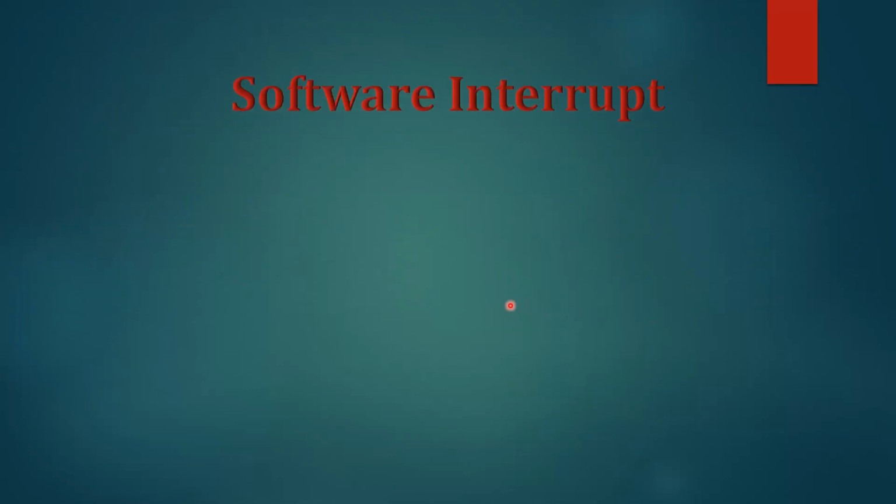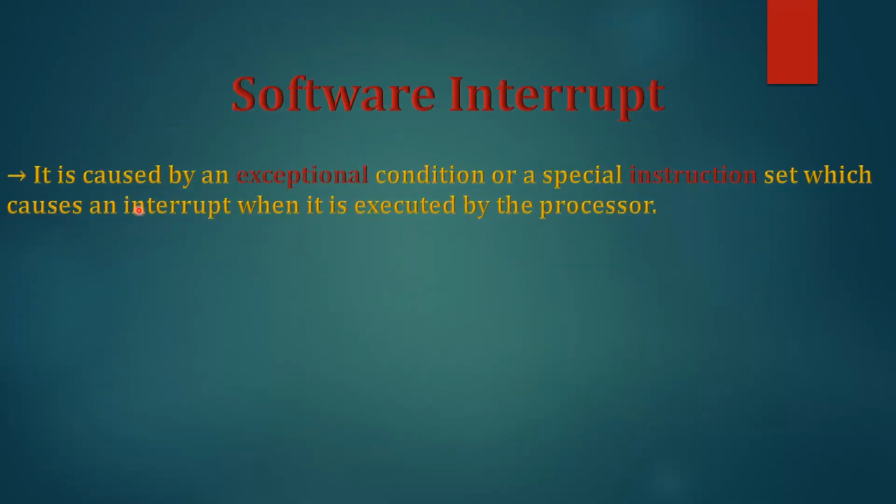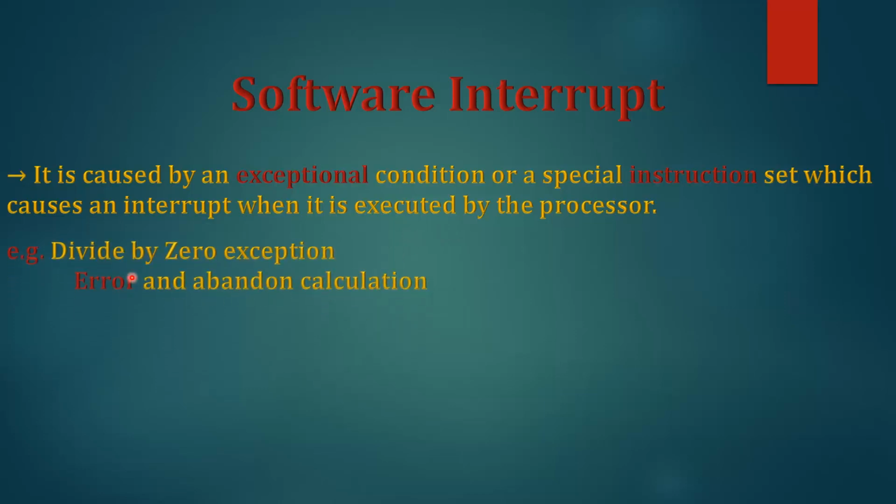Now let's talk about software interrupt. A software interrupt is caused by an exceptional condition or a special instruction set which causes an interrupt. And this occurs whenever our operating system executes that instruction. If we talk about an example, then divide by zero exception. In a calculator, if we divide some number by zero, then there is an error, and that is because of the software interrupt. It shows us the error and the calculation is abandoned.